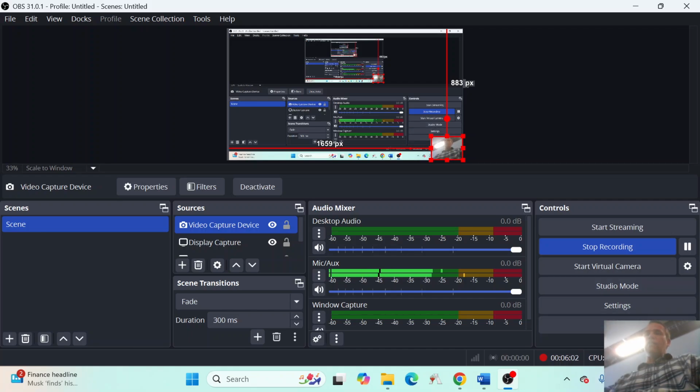Woo! I'd leave it right there, but the reflection of the light is so bad. So I have to move it up a little bit, cut off my head there.